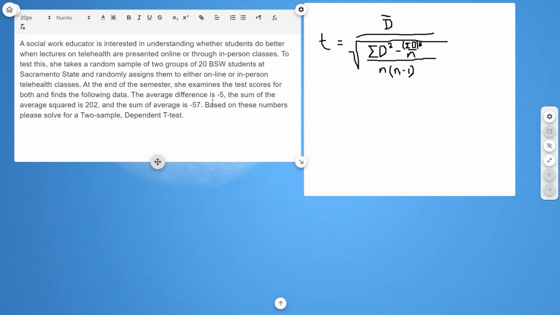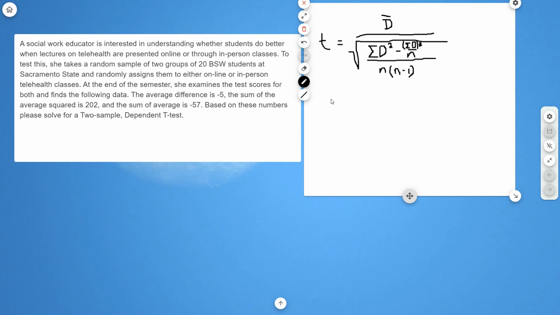We can see that the average difference, a bar over anything, is going to tell you an average, so that's going to go there. The sum of the difference squared, and the sum of the difference is -57, which will go right here. We'll plug that in, and then we're going to square it after. So the sum of difference squared and the square of the sum of difference are very different things. So why don't we set this problem up the way we normally do?